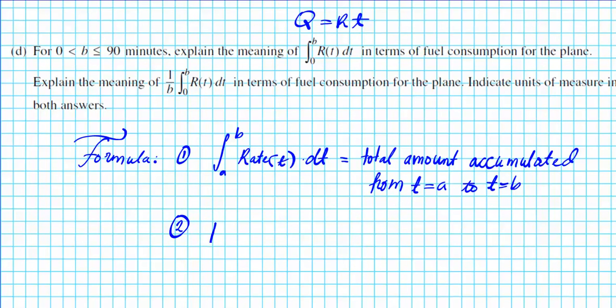The next one is the average value, not average rate of change. Two entirely different things, okay? The average value of a function, or average, is equal to 1 over b minus a times the integral from a to b of the function with respect to time. Okay, so that's the average value.